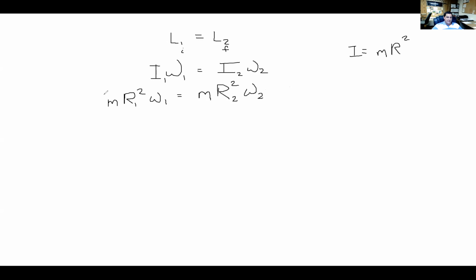Well, the mass isn't changing from one end to the other. And we really want to know its angular velocity at 0.48, which is this second condition. So I'm just solving what's up here. So it would be W1 times R1 squared divided by R2 squared.